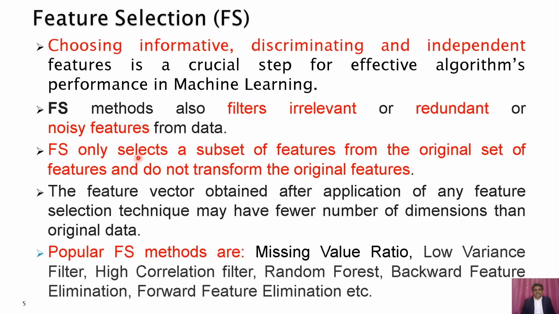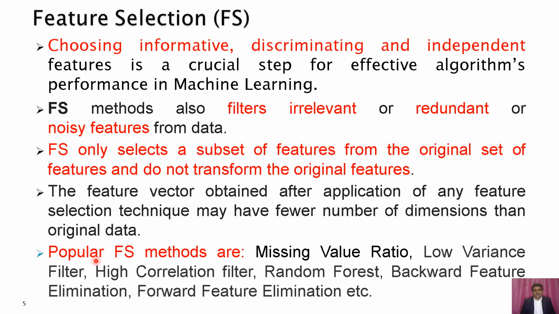Feature selection only selects a subset of features from the original set of features and does not transform the original features. So the fundamental idea behind feature selection is to select a subset of features from the original features. The original features are not changed. The feature vector obtained after application of any feature selection technique may have fewer dimensions than the original data.